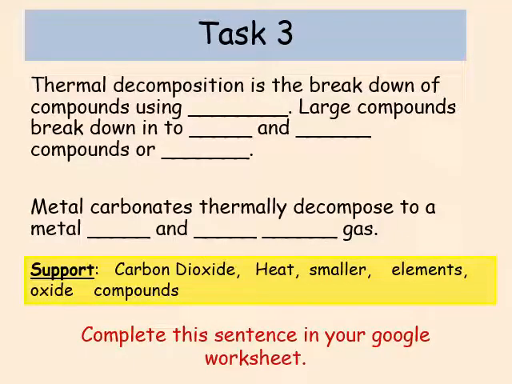Okay, task 3. I want you to complete this in your Google worksheet. This slide is in your Google worksheet for you to look at. You need to type out this sentence and fill in the blanks. The blanks are in this support box to support you. So thermal decomposition is the breakdown of compounds using something. Large compounds break down into something and something compounds or something. Metal carbonates thermally decompose to a metal something and something something gas. Please pause this video whilst you have a go.